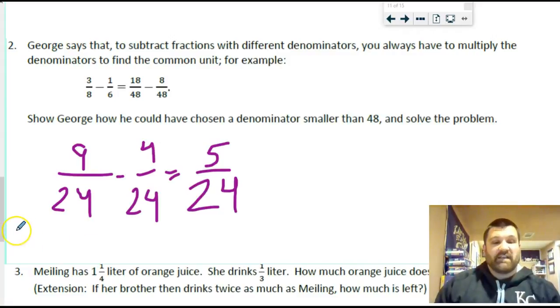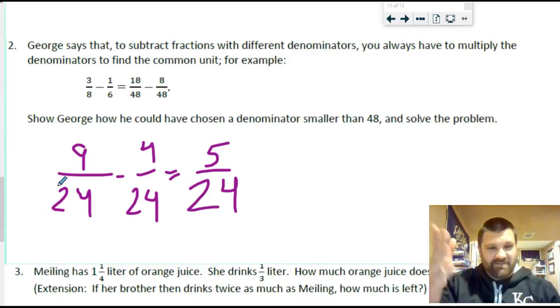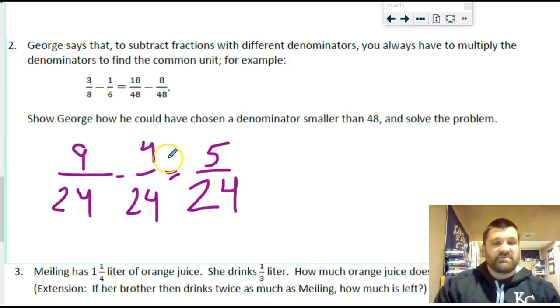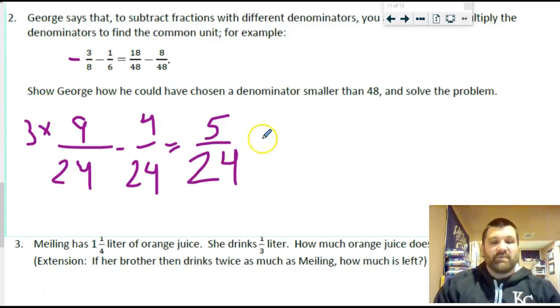Okay, so you could have gotten probably 24s, because if you've taken 8, next multiple 16, 6 doesn't go. 24, 6 goes into 24. 6 goes into 24 4 times, and 8 times 3 is 24. So make sure you multiply this by 3, and well, that was back here. 3 times 3 is 9, and you end up with 5/24.